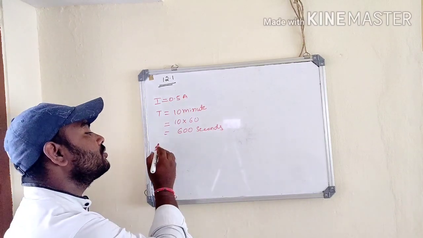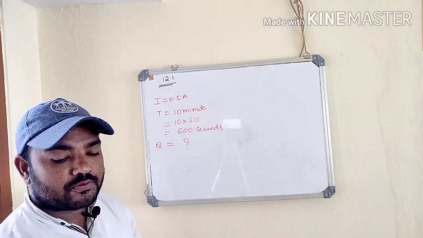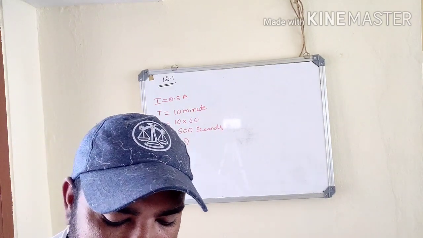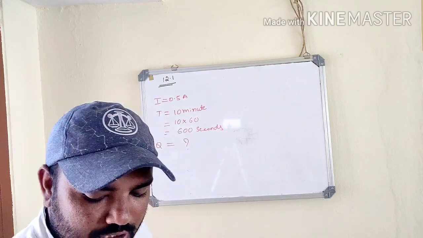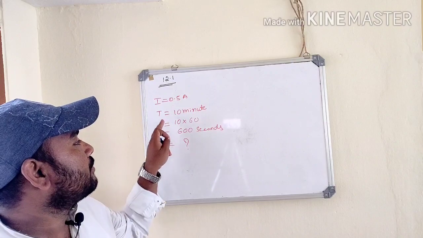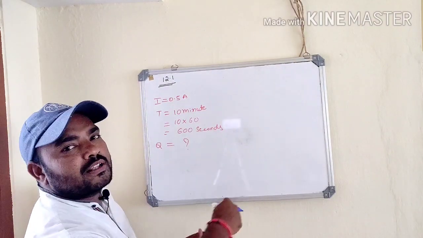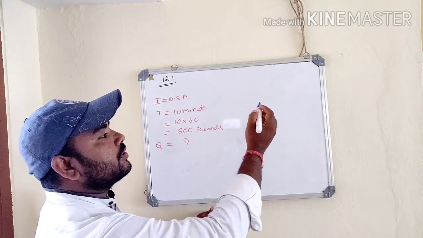Then what do we need to calculate? He is asking us to calculate the amount of charge flowing through the conductor, when 0.5 ampere of current flows in a given time interval of 10 minutes. As I told you, the listed formulas are in a previous video, so you just go through it.